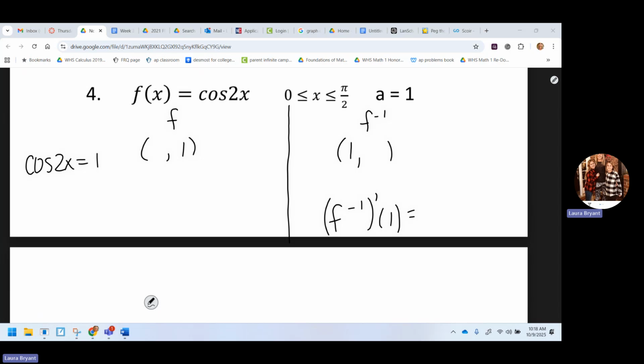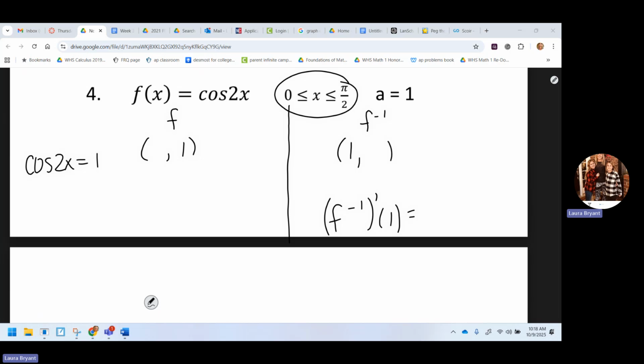Oh, trick. Then I got to remember, where does cosine equal 1? Does anyone remember? 0 is right. Good. Where else? 2 pi. Yep. So 0, and then 2 pi, and then 4 pi, and then 6 pi. But if you look at this, the directions are asking for less than, so this is limiting the number of answers we can have.